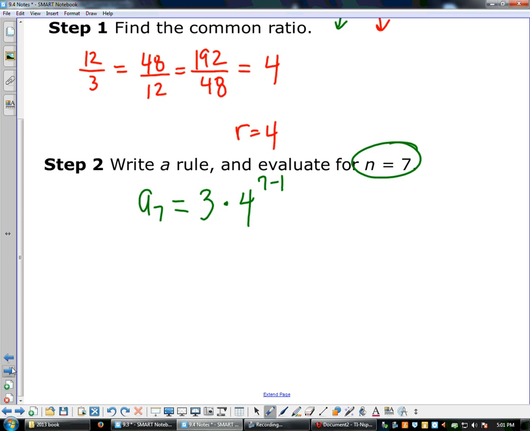Now, order of operations, I'm going to do my exponents first. So this is really 3 multiplied by 4 raised to the power of 6. Again, I should do my exponents. So 4 to the 6th, if I take that value and multiply it by 3, we're going to end up with the 7th term being equal to 12,288. So again, this is helpful. Instead of finding all the terms in between, I can skip right from the first 4 that I had all the way down to the 7th term.